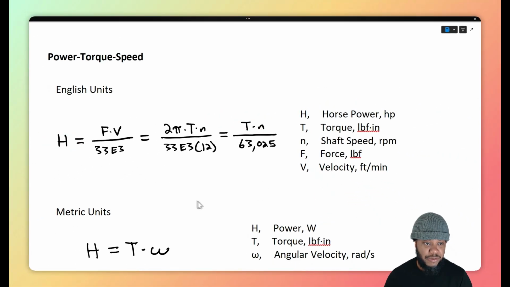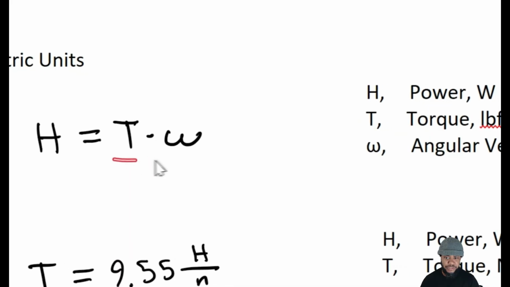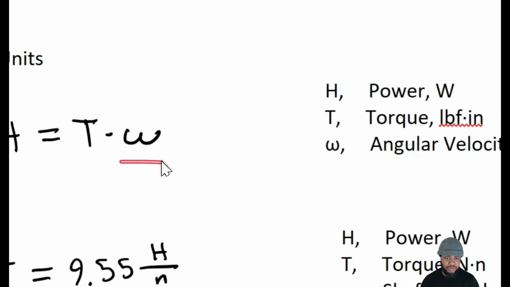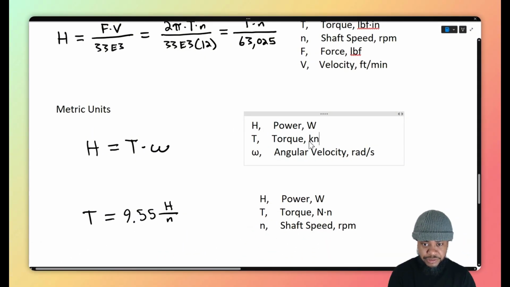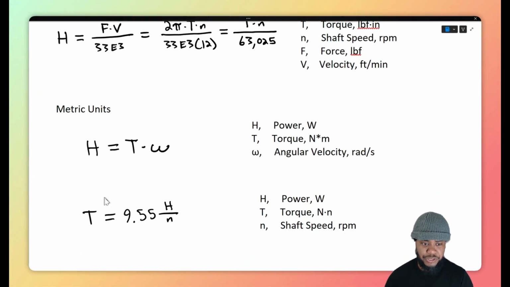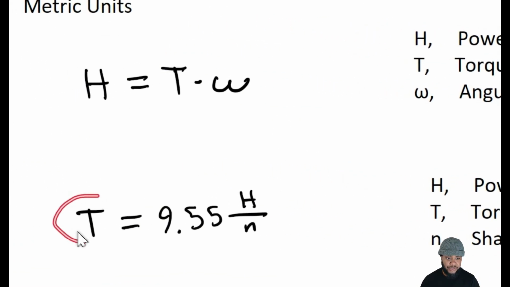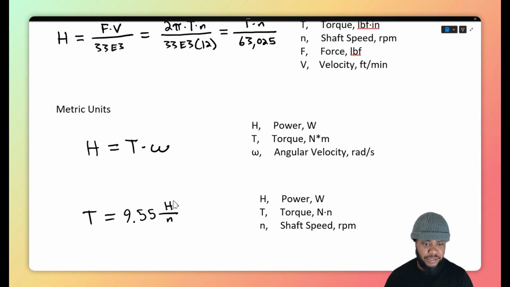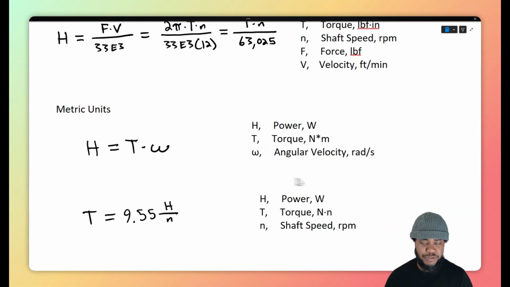Now, in metric units, it's a little bit simpler. Power is in terms of watts, and that power is equal to the torque times the angular velocity. And here, this should be in newtons times meters, our torque. We also could define it with the angular velocity in terms of rotations per minute, where torque is equal to a factor times power in watts divided by the speed, right?